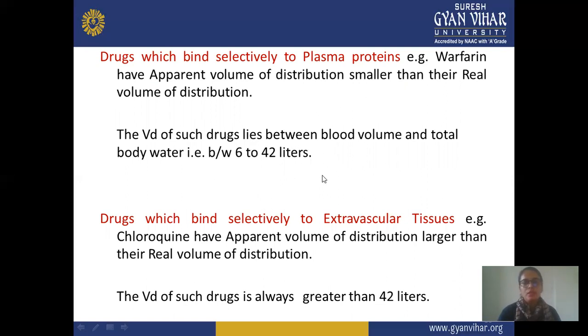And then there is the drug which binds selectively to extravascular tissue. The example is chloroquine, an anti-malarial drug, which has an apparent volume of distribution larger than the real volume of distribution. The apparent volume of chloroquine shows a large value compared to the real volume of distribution. The volume of distribution of such a drug is always greater than 42 liters.